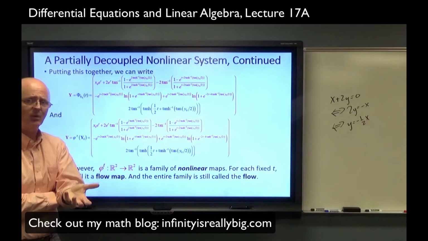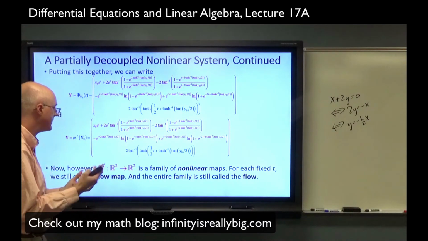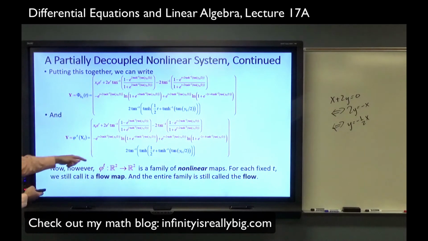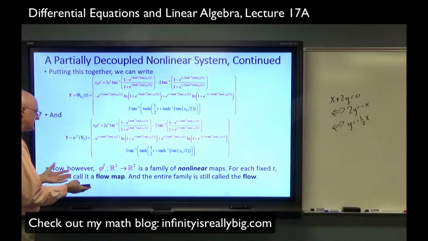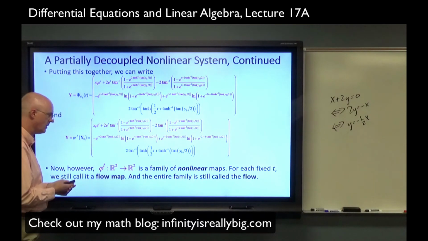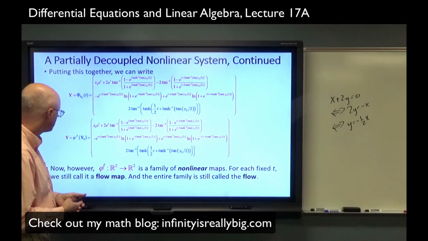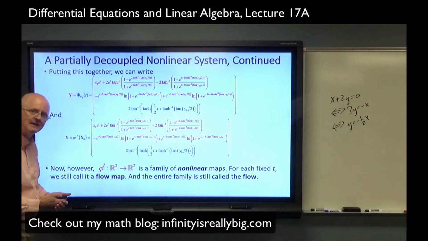Its behavior is much more complicated. But conceptually speaking, it's still similar. For each fixed t, we could call this a flow map. And the entire family, this is still a family of functions, one function for each of the infinitely many possible choices for t. That entire family is called the flow. You can look these things up, by the way, online. You can look up mathematical flow or flow map and that kind of thing to see stuff like this.